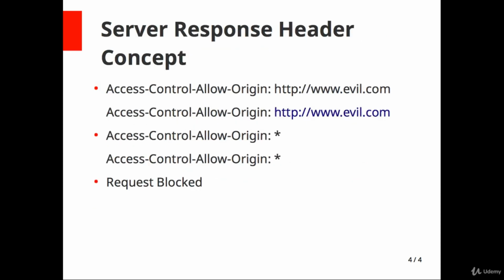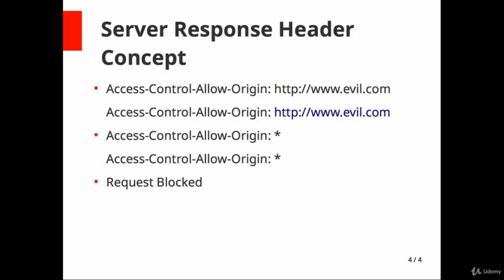Okay, so the server response header concept. Let's talk about the server's response header. If the server has Access-Control-Allow-Origin: http://evil.com, then basically this response indicates which origin sites are allowed. So they are allowing the evil.com website. If they allow that, then the website is in danger. It's vulnerable.